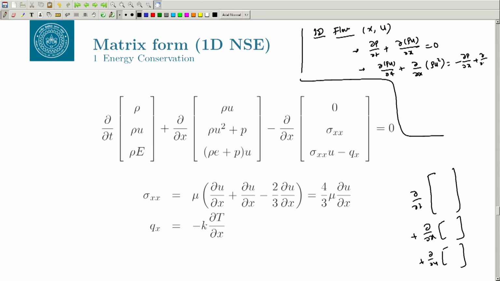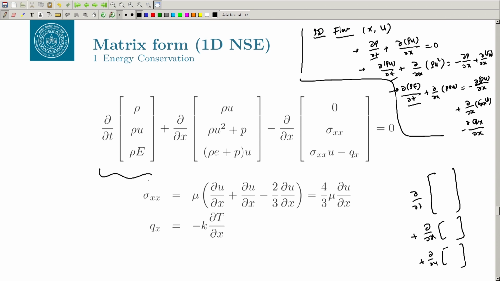So, del by del x of sigma xx, right, and similarly the energy term will be del rho E by del t, where E contains both the kinetic energy and the internal energy term, plus del by del x of rho E u, and equal to minus del p u by del x, plus del by del x of sigma xx u, and then there will be the thermal conductivity term, which is basically del q x by del x, right. So, we will collect all the d by dt terms here.